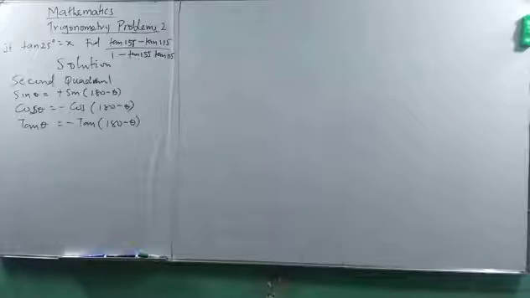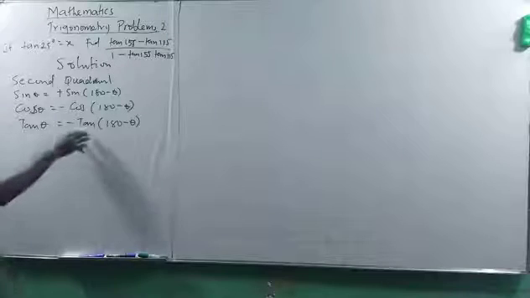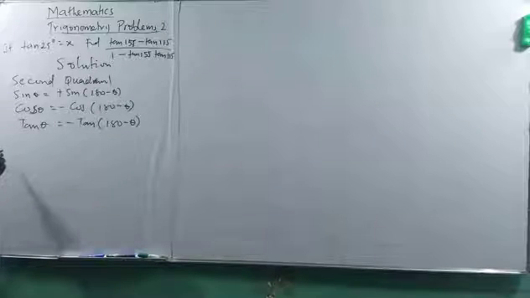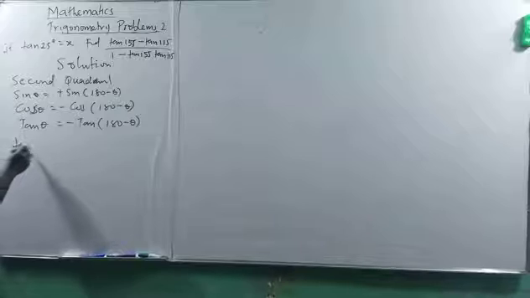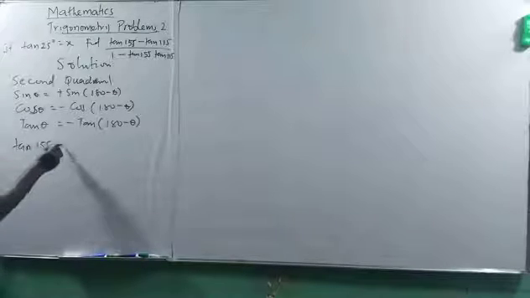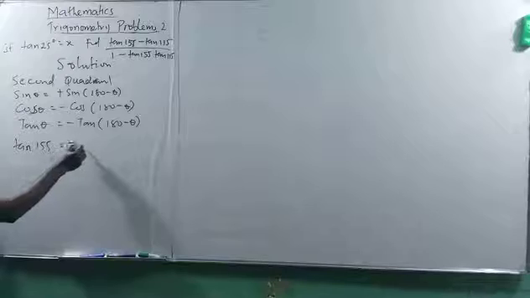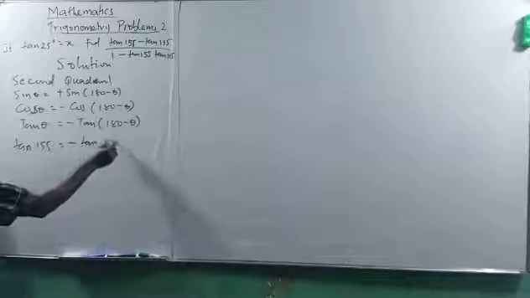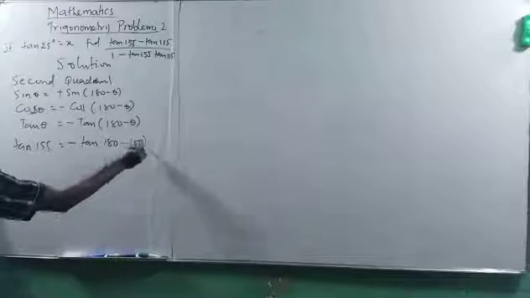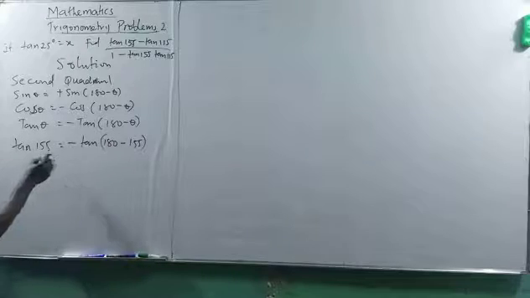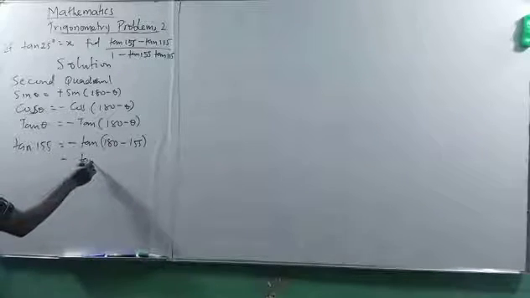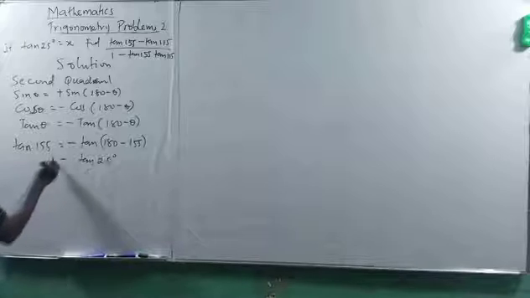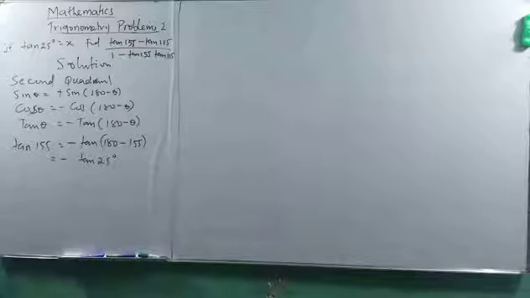Now, it means for me to get theta, if I have something like this, I can say that my theta equals this. Therefore, tan 155 will be equal to minus tan of 180 minus 155, which will directly give me minus tan 25 degrees.